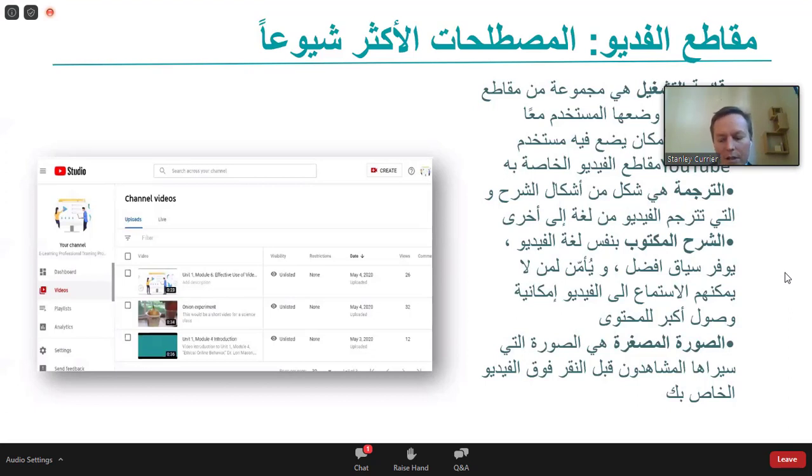Subtitles are usually a form of captions that are a translated version of what the speaker is saying into another language.